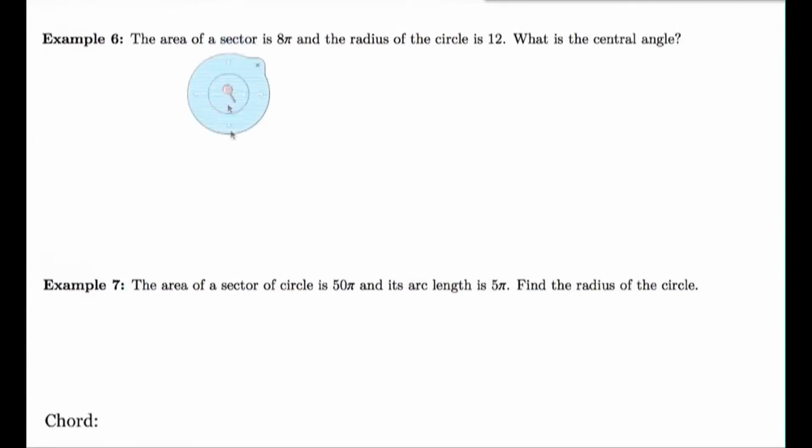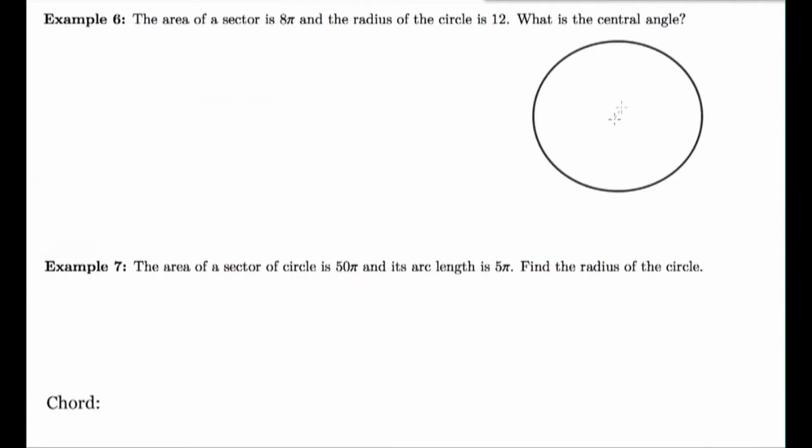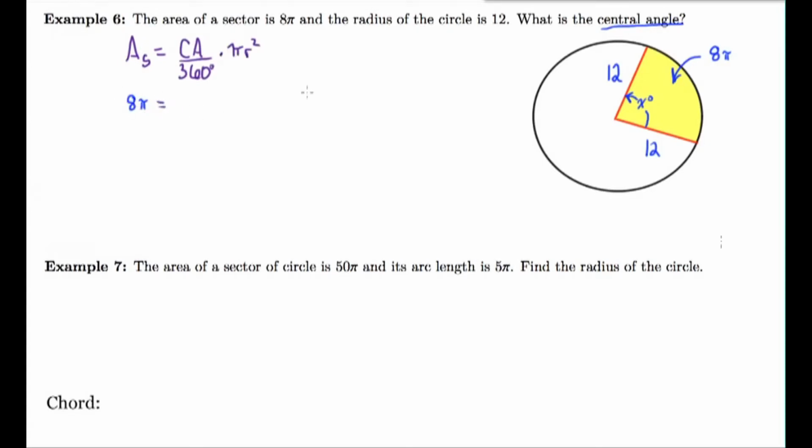Example 6, the area of a sector is 8 pi and the radius of the circle is 12. I can make a little sketch here to show you what we're looking at. And I'm trying to find the central angle, which I've labeled as x. So this time I substitute in my area of the sector, 8 pi, and my radius, which is 12, and I'm looking for the central angle, x.